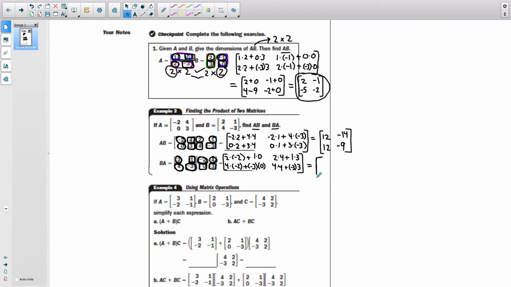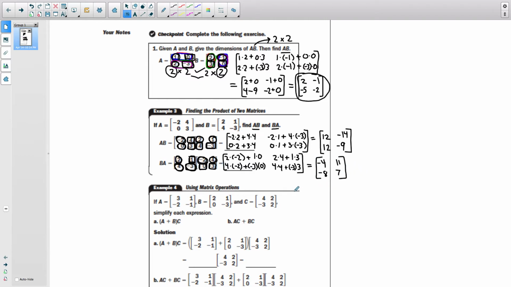Okay, so now let's simplify this and see what we get. So 2 times negative 2 is negative 4 plus 1 times 0, which is 0. So negative 4 and 0 is negative 4. 2 times 4 is 8 plus 1 times 3, which is 3. So 8 plus 3 is 11. 4 times negative 2 is negative 8. Negative 3 times 0 is 0. Negative 8 and 0 is negative 8. All right, and then 4 times 4, which is 16. Negative 3 times 3 is negative 9. 16 and negative 9 is 7.